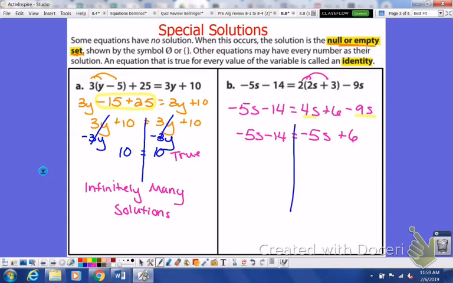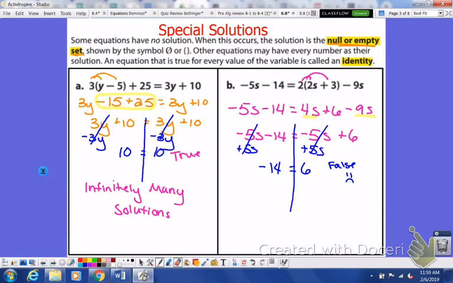Again, I see variables on each side. So undo a negative 5s by adding it. They cancel, or they zero. So negative 14 equals negative 5s plus 5s, still 0, plus 6. So our variables are gone, but this time we got a false statement. Give a little frowny face. When you have a false statement, that is our null or empty set.